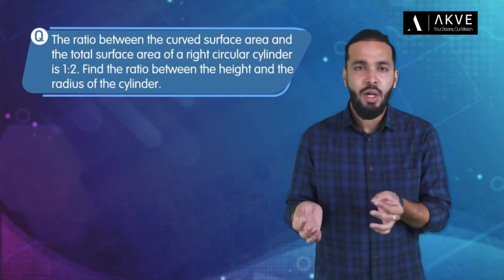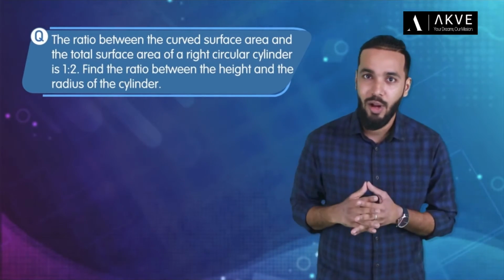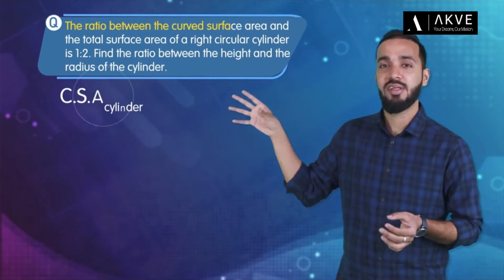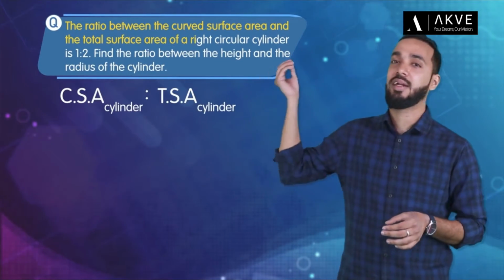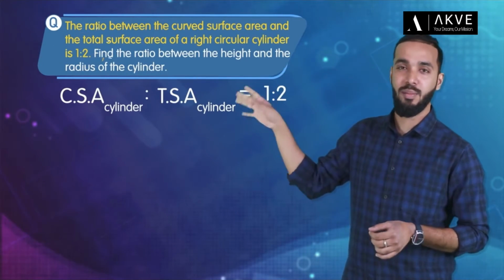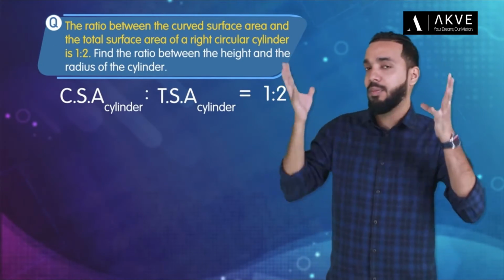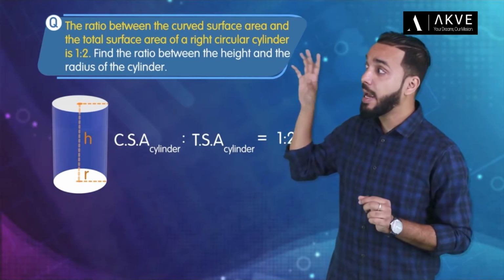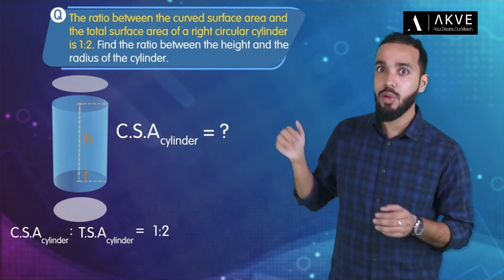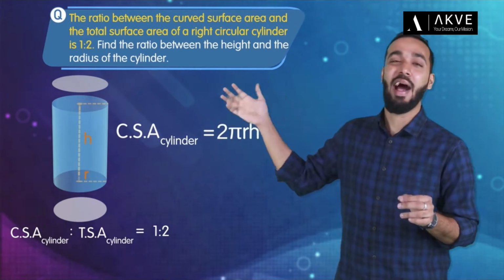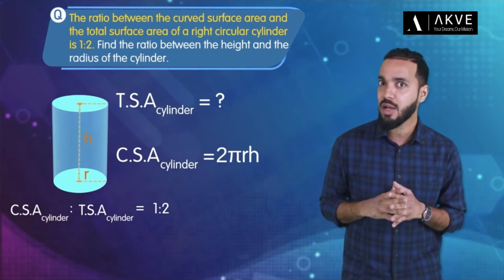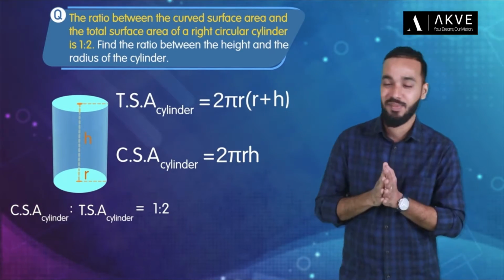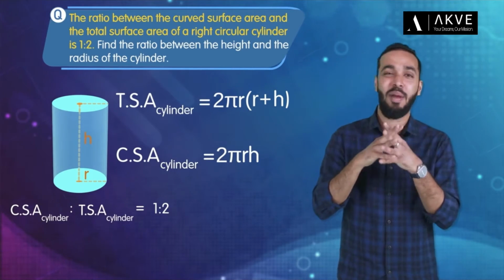In any question, we first need to look at what we have been given, right? So here, the question tells us that the ratio of the curved surface area to the total surface area of a right circular cylinder is equal to 1:2. Now, if we imagine a right circular cylinder with base radius r and height h, its curved surface area would be, correct, 2 pi r h, and its total surface area would be, bang on, 2 pi r into r plus h. I'm so happy that you were really paying attention.